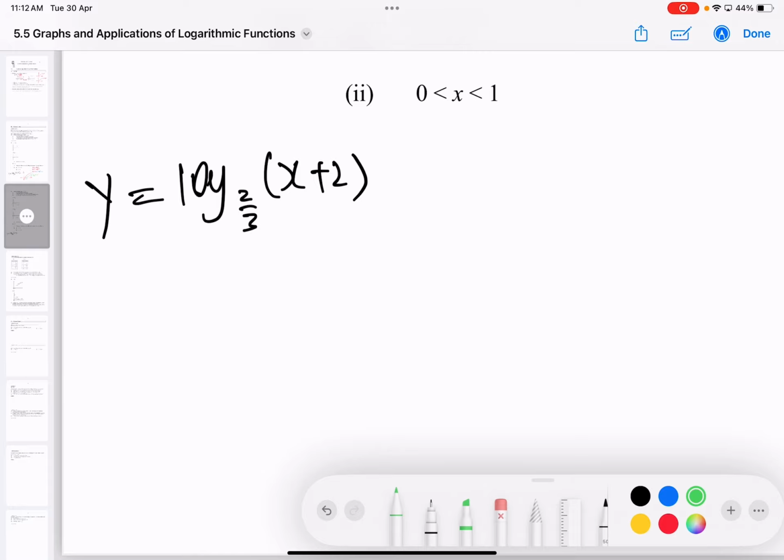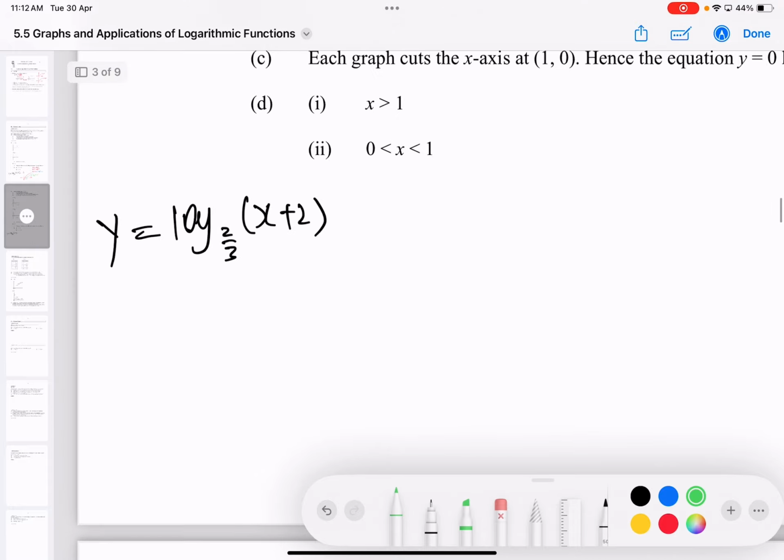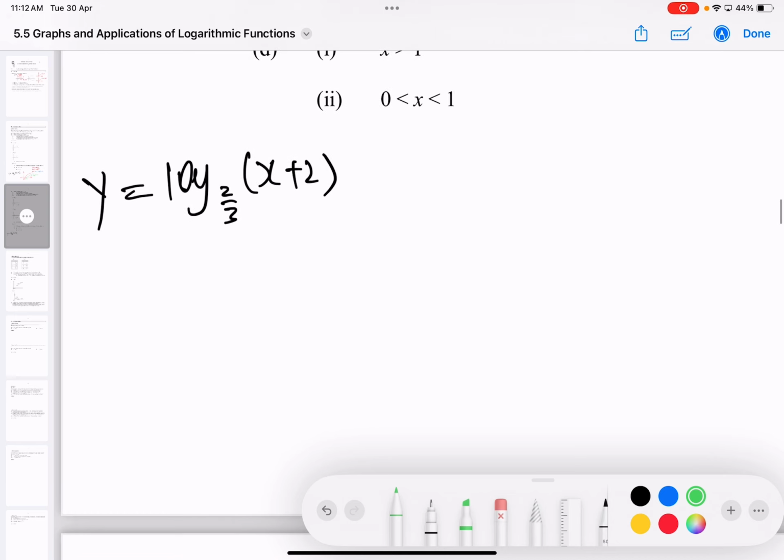Alright, let us take a look at the next example over here. Can you just write down this example on the next page? You're going to have this example, log, the base is 2 over 3. Okay, so let us draw out the parent function. Parent function just means that you don't care about this input x plus 2. You just assume that it's x. Alright? So let us try to draw the parent function out.